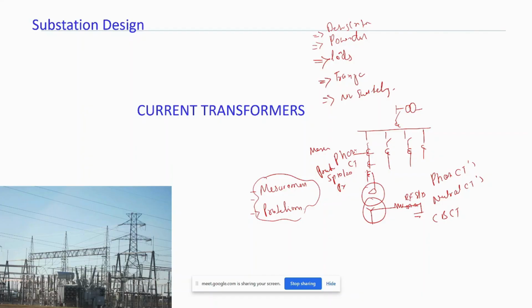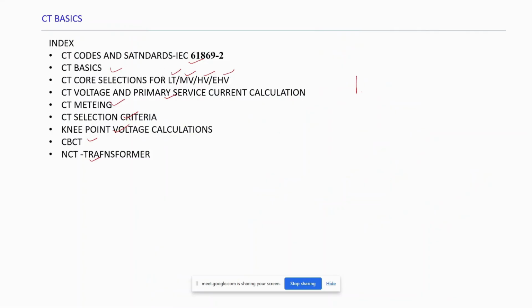Then we have the neutral CT, which is for restricted earth fault and standby earth fault protection. And for a motor feeder, we have the core balance CT, which we call CBCT. Today in class we are going to discuss CT codes and standards, CT basics, selection of CTs, CT voltage and primary service current calculation, CT metering, CT selection criteria, knee point voltage, CBCT, and NCT. This is called NCT for the transformers.